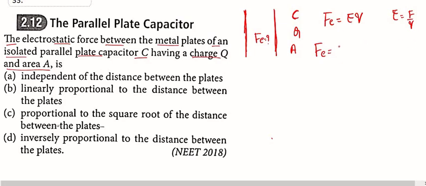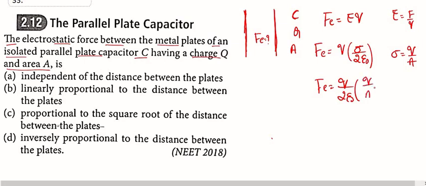So Q is as it is. What is the electric field? Electric field is equal to sigma divided by 2 epsilon naught. So the electrostatic force is equal to Q into sigma by 2 epsilon naught. What is sigma? Sigma is called the surface charge density, charge divided by area. So now electrostatic force is equal to Q square divided by 2A epsilon naught.